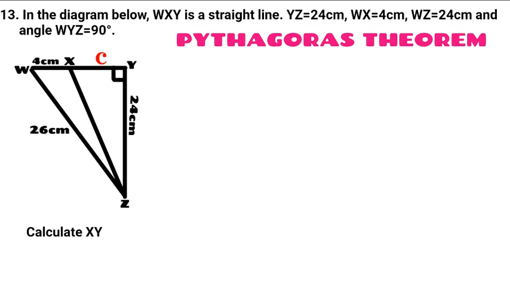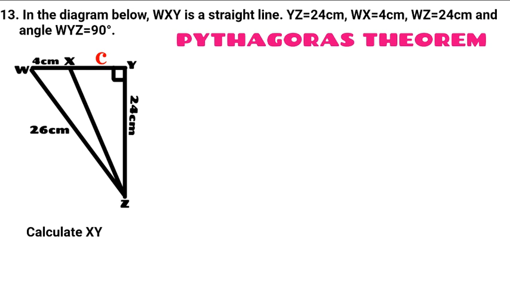So first I'm going to find the distance WY, the total distance from W to Y. Then later I'm going to subtract 4 from the value I get, because we have already been given the distance WX. So now let's focus on finding the distance WY.